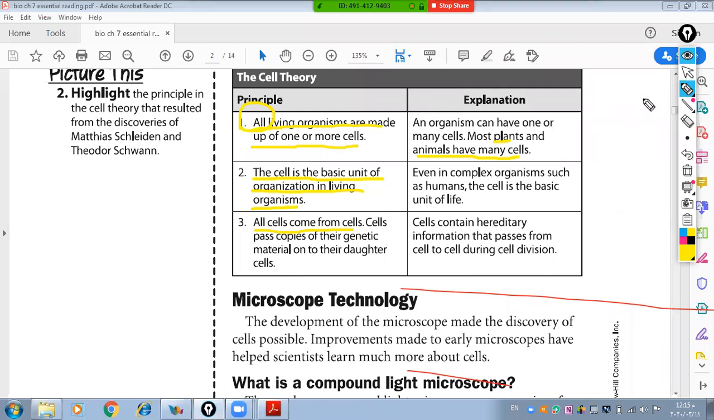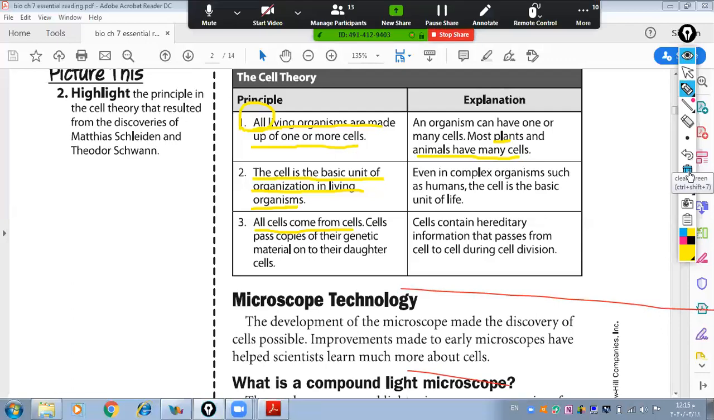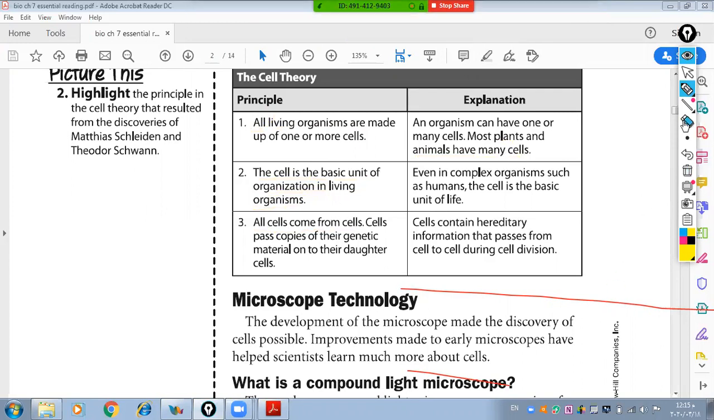The organisms that are made of only one cell are called unicellular. And the ones that are made of many cells are multicellular. Okay.